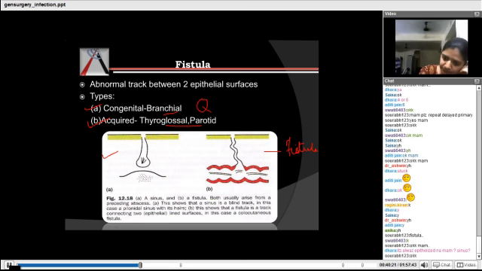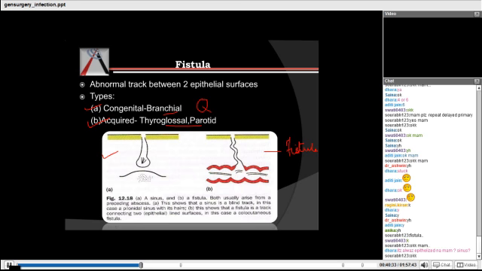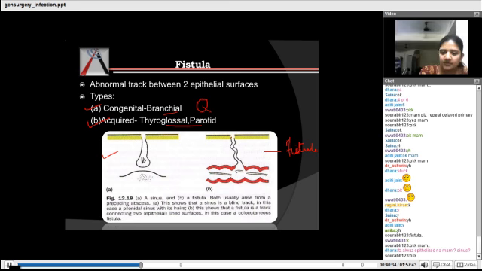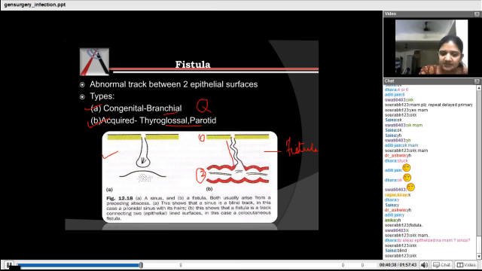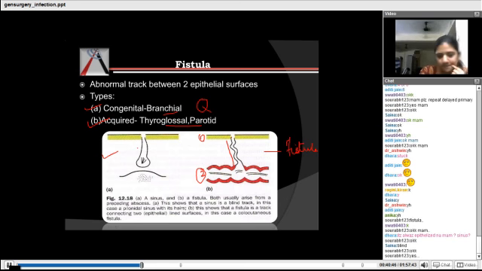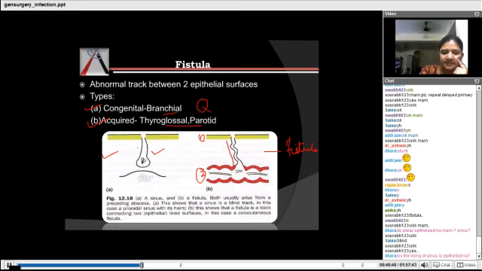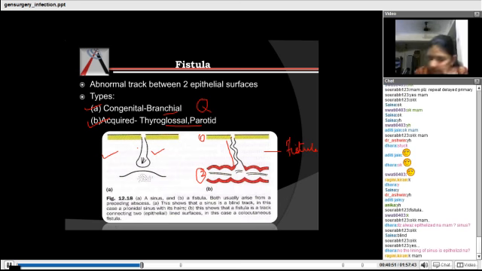Both are between epithelial surfaces. The only thing is, a sinus is only an opening from one epithelial surface, while a fistula extends between two surfaces. See, this is one epithelial surface and this is a second epithelial surface. So you see a tract running between the two, that is going to be a fistula. This is a sinus. The sinus is a blind tract. Clear?